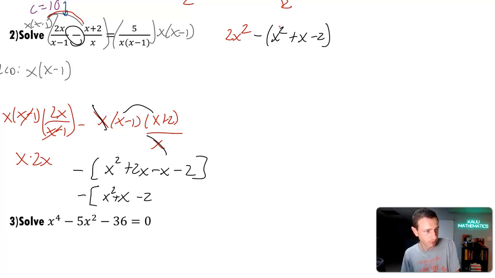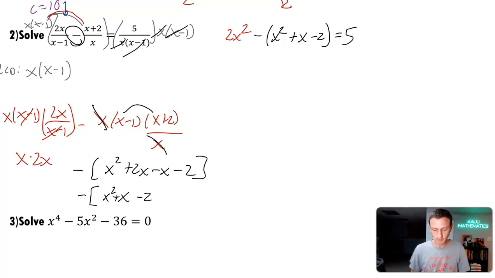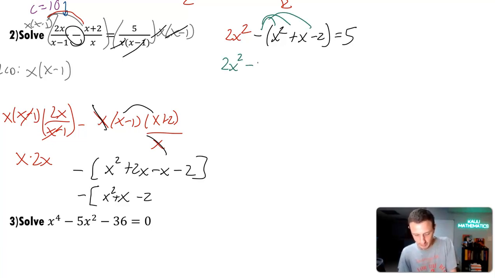So you could have distributed the minus already, but I didn't want to do too many steps at once because I know that step is a little bit complicated. That's the key to this problem. I have one step right there. And then on the right side, 5 over x times x minus 1 times x minus 1. The x's and the x minus 1s are going to cancel. So we're just left with 5 on the right side. Let's distribute the minus. So this is 2x squared minus x plus 2 equal to 5.